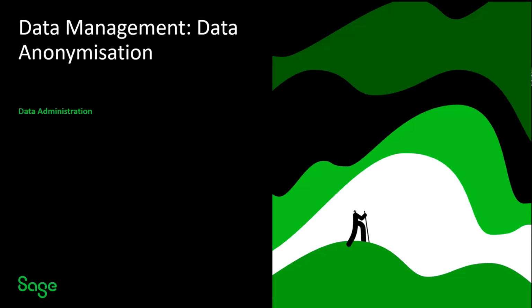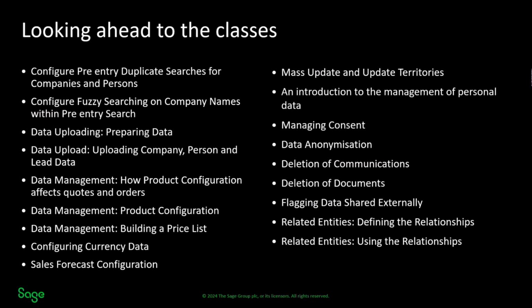We're looking at data management, and in particular today we're looking at the idea of data anonymisation. And it's part of a series of lessons all around the idea of managing data within Sage CRM. And you can see that we started this question of the management of personal data a few lessons ago.